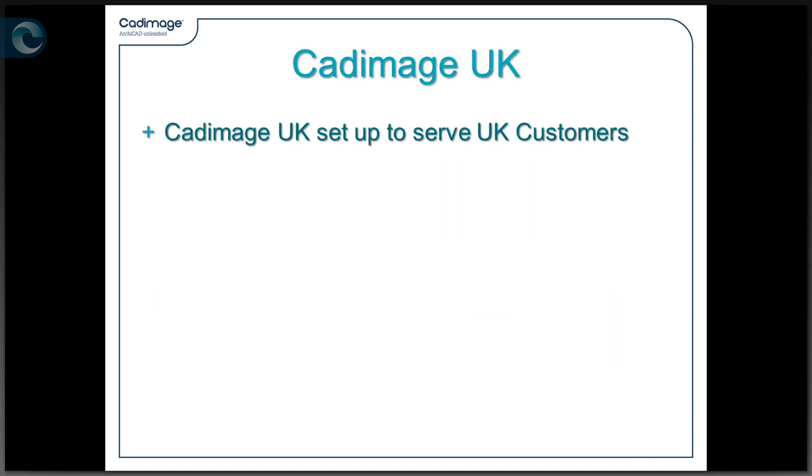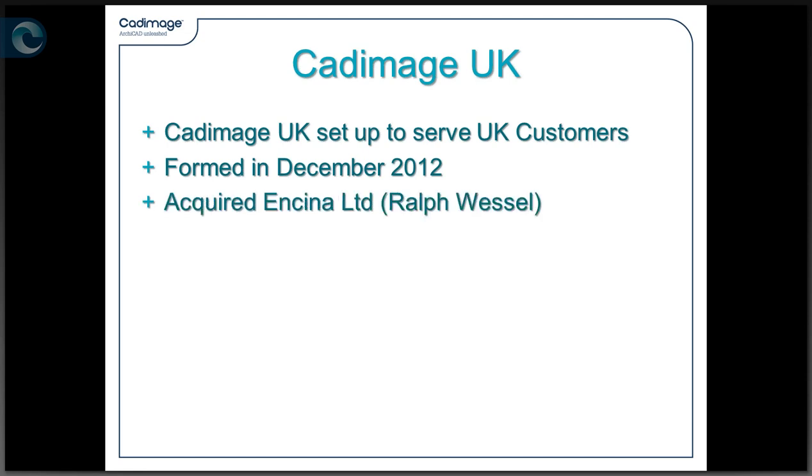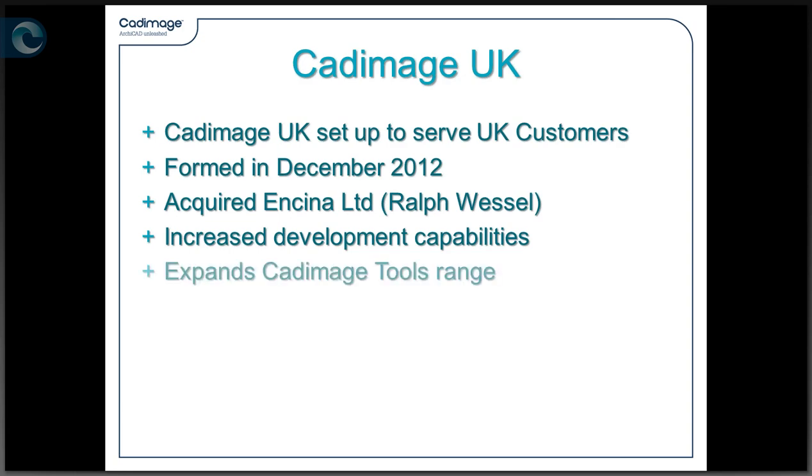In terms of Cadimage UK, this was set up to serve the UK market, as I say, this sort of side of the planet. The company was formed back in December 2012 after the acquisition of Encina. Some of you may already know Ralph from tools like Objective, GBXML, and a few other bits and pieces. The acquisition of Encina helps increase the development capabilities of Cadimage as a whole, and also enabled the expansion of the tool range to include products that were already part of the Encina range.